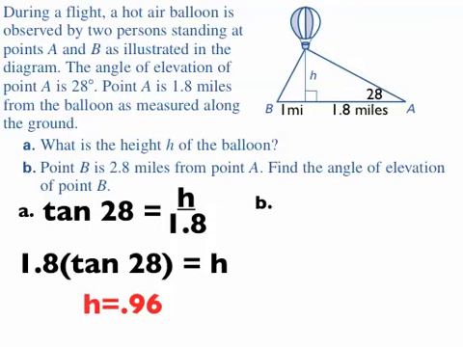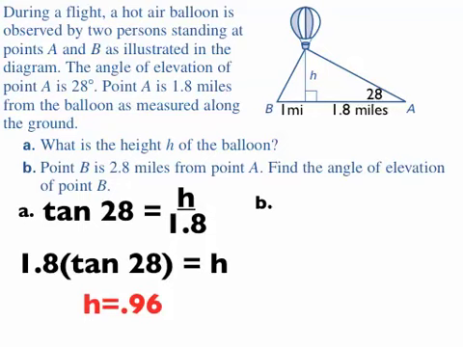Part B says point B is 2.8 miles from point A. Find the angle of elevation of point B. Notice before I even read that, I already had it marked on my diagram. If the distance from A to the hot air balloon is 1.8 miles, and A and B are 2.8 miles apart, then 2.8 minus 1.8 leaves 1 mile between the point below the balloon and point B. Now I want to find the angle B.